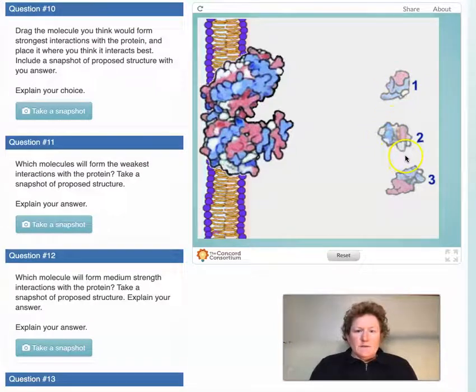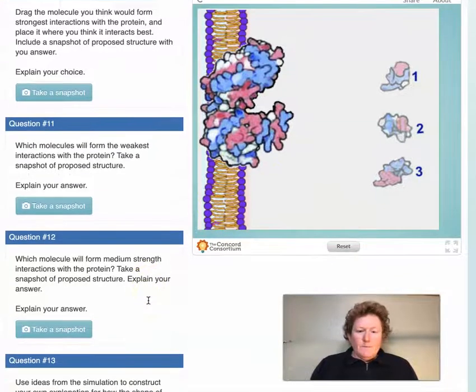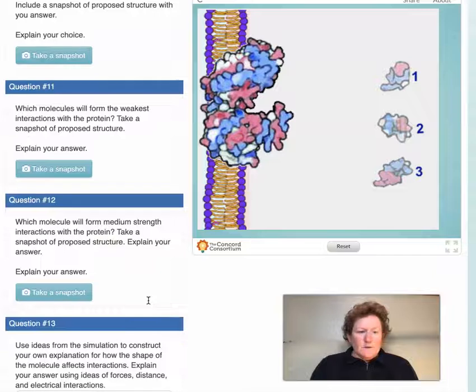For example, this one has a lot of neutral. This one has red where there's red here, so it's got the same charges, where they're going to repel. And it's got blue where there would be blue. So these would actually repel each other. So whether it's going to stay in there and be stable is questionable. So you figure out, based on the shape and based on the charges, which one is going to be the worst fit and make the weakest interaction.